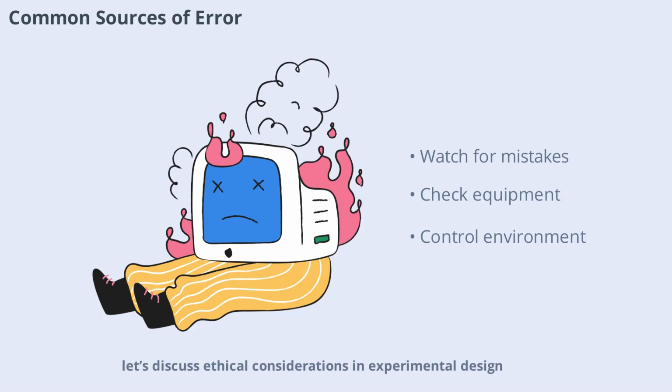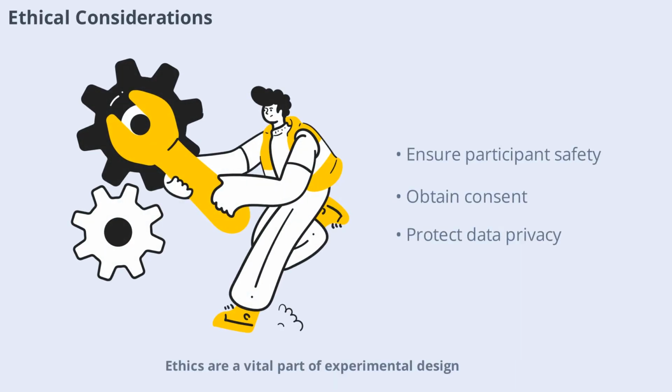Next, let's discuss ethical considerations in experimental design. Ethics are a vital part of experimental design. Researchers must ensure the safety, privacy, and well-being of participants. This includes obtaining informed consent, protecting data, and minimizing harm. Ethical guidelines help maintain public trust in science and ensure that research benefits society. Always review ethical standards before starting an experiment.